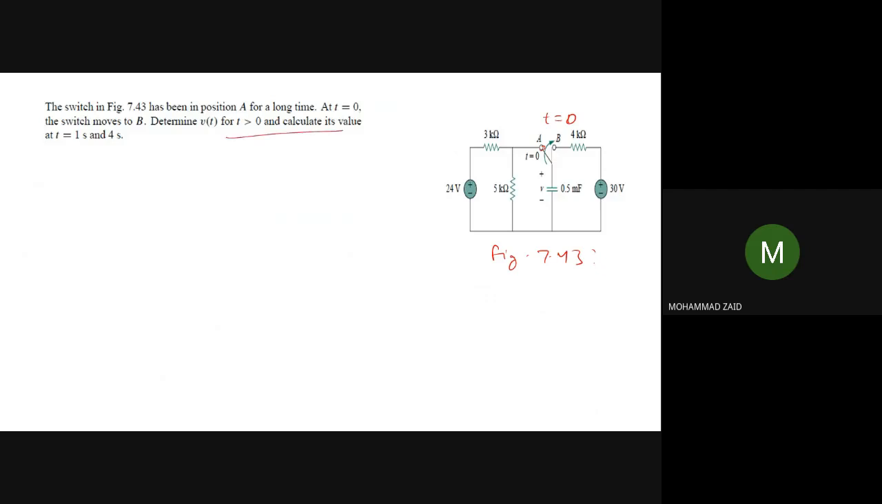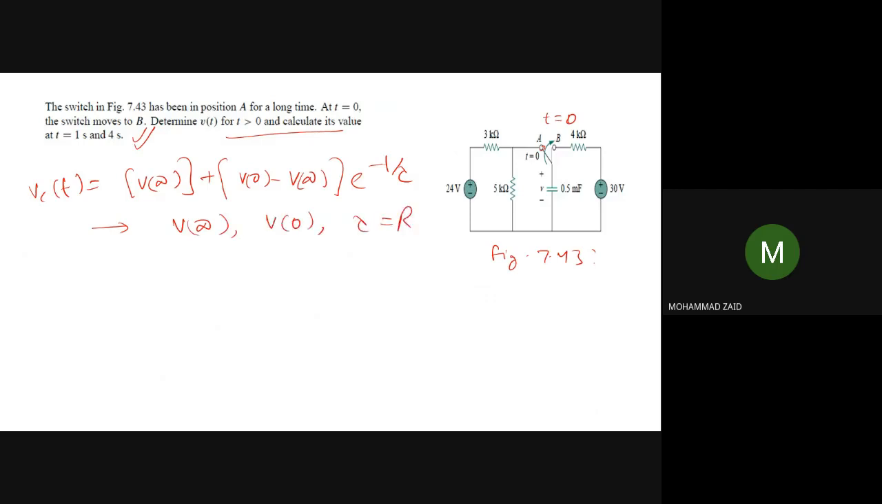Now determine Vc(t) for t greater than 0 and calculate its values at t equal to 1 second and 4 seconds. Quickly we can write down this equation. We have to find Vc(t). So Vc(t) will be equal to V infinity plus (V0 minus V infinity) e to the power minus t by tau. That means we need to find V infinity, V0, and tau, which is equal to R Thevenin into C. We have to find this expression for t greater than 0, that means when the switch is thrown to B.